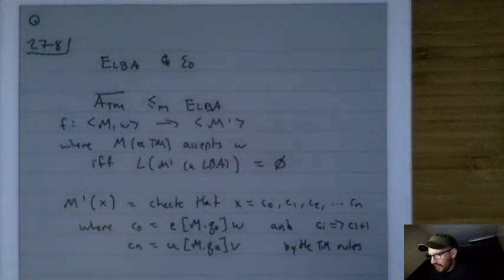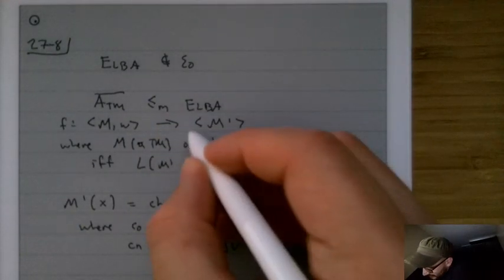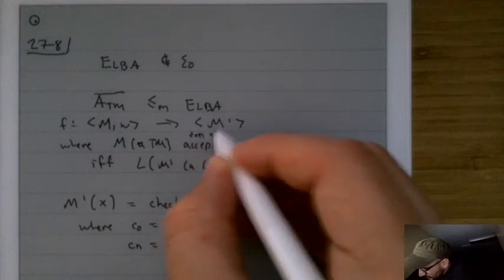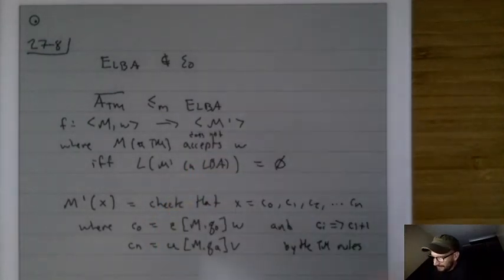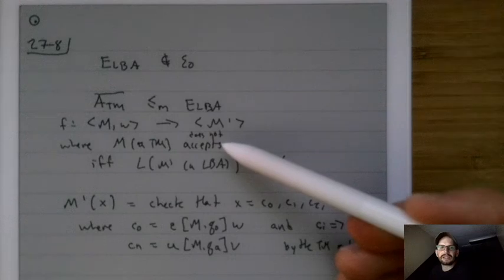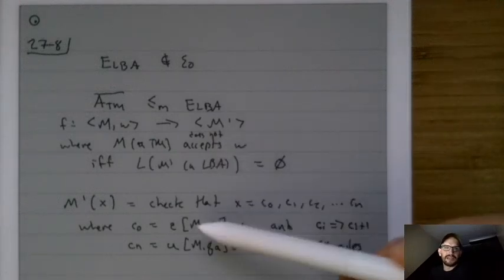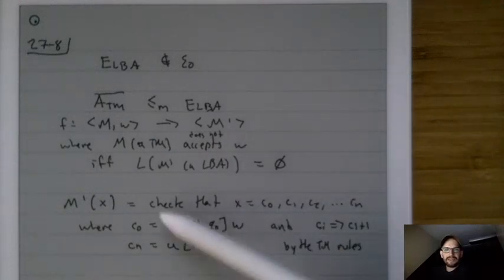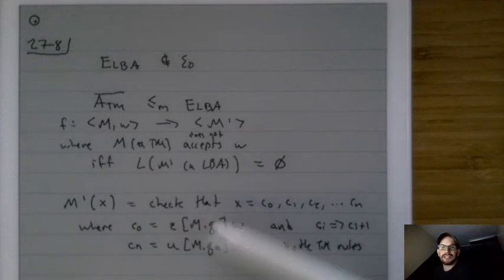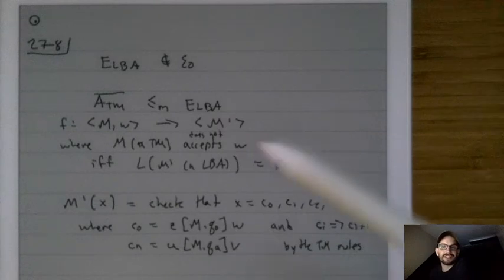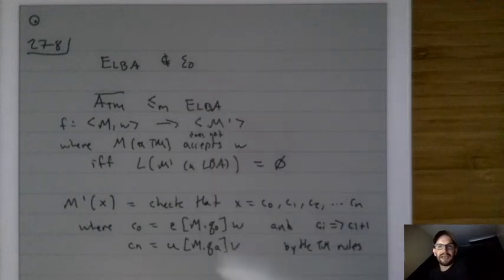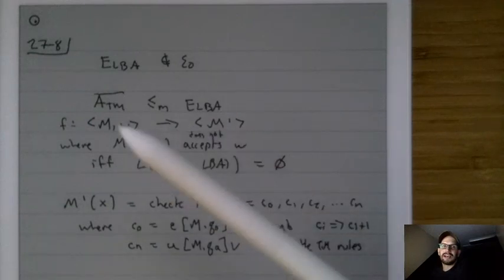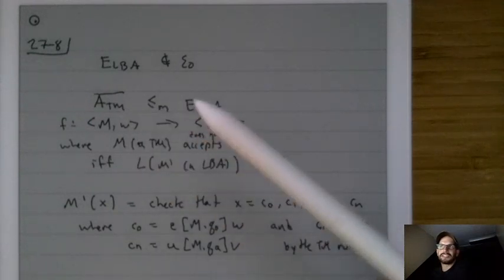So that means that we're actually showing that not A_TM is mapping reducible to E_LBA. So we'll say does not accept W. Okay. So it does not accept W when the language of this LBA is empty, because that means that there is no such trace that actually demonstrates that the thing is possible. Okay, and so that is actually a really cool thing because it tells us that E_LBA is not inside of even sigma 1.